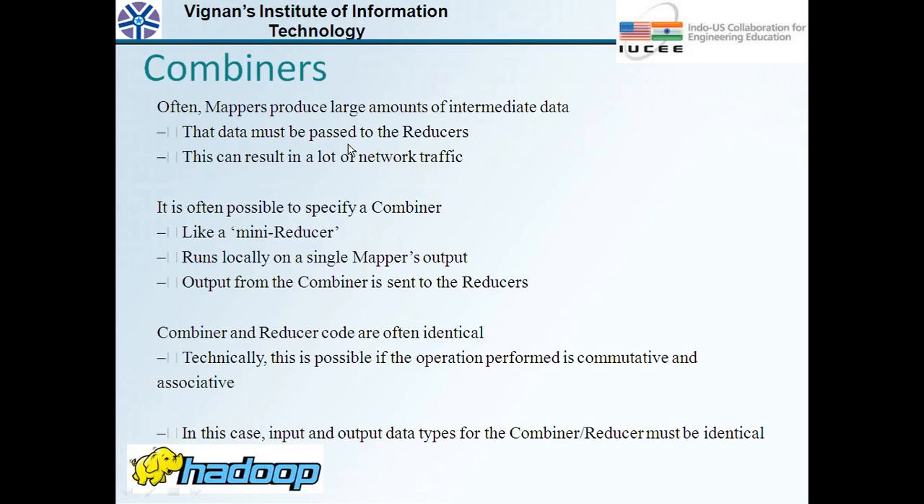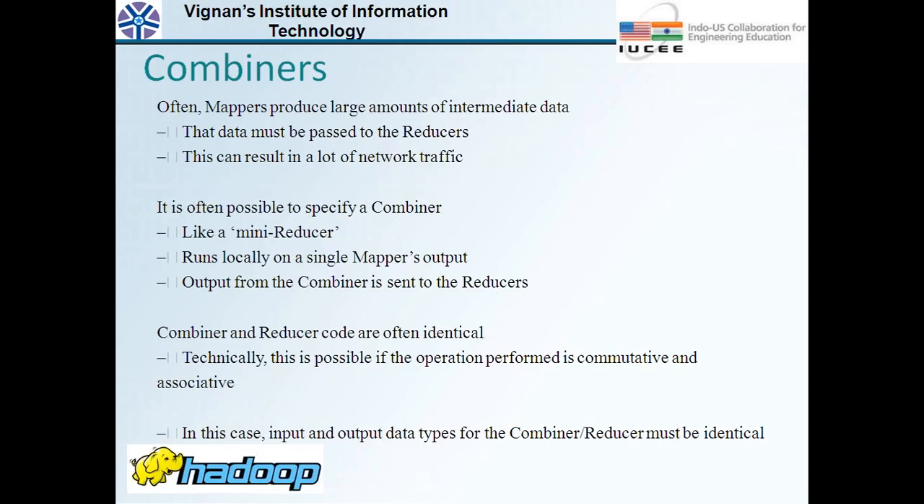Map takes the data and produces a large amount of intermediate data, and that data will be given to the reducer. So that must be passed to the reducer. This can result in a lot of network traffic. So it is often possible to specify a combiner. What is a combiner here?